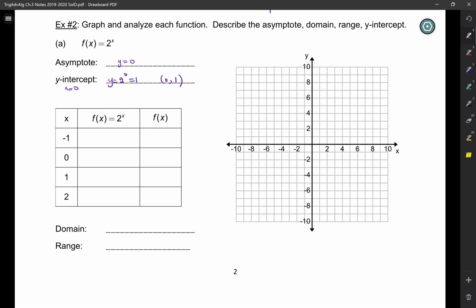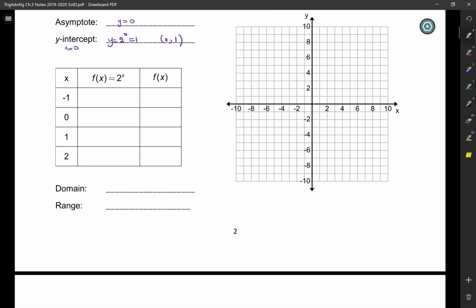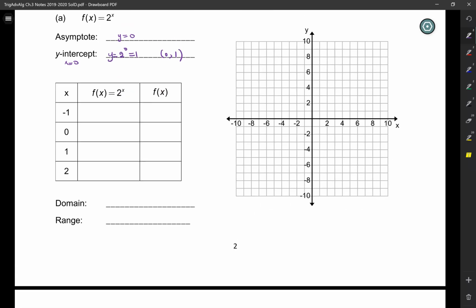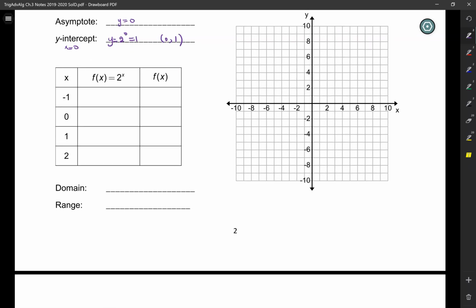No, it's every time you have to do x equals 0. That's what's constant. That's the y-intercept. To find the y-intercept, you make x 0. Okay? That's in any situation. So now, 2 to the x is growth.